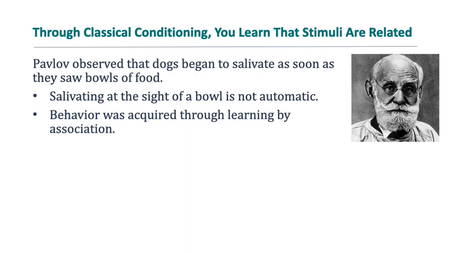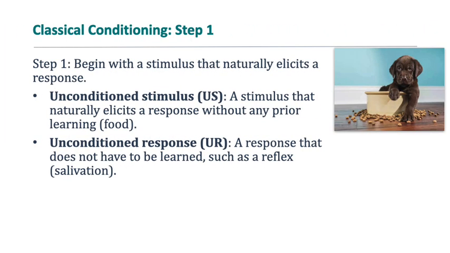There was a bell that was also in the lab, and that bell rang every time food was presented, and perhaps that was how the dogs developed that association. So Pavlov wanted to test this for himself, and he did. His experiments revealed that there were 4 steps to classical conditioning.